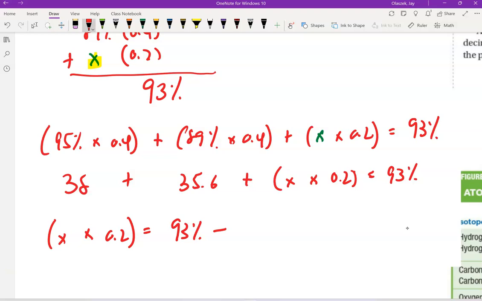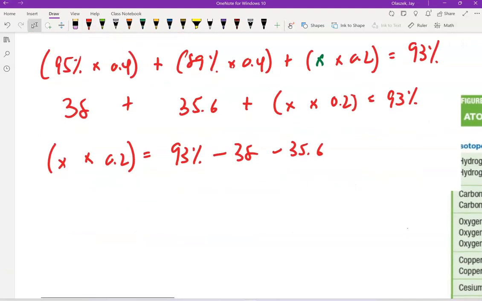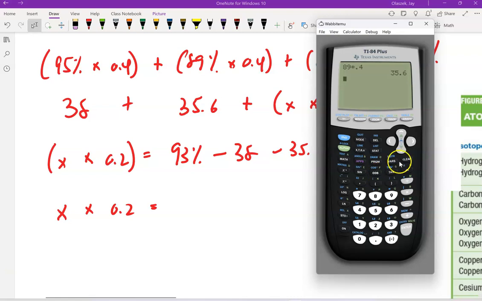To get this, we're going to say 93 minus 38 minus 35.6. Whatever this comes out to be, this is going to be equal to x times 0.2. So let's take our calculator and we'll say 93 minus 38 minus 35.6. This is 19.4.